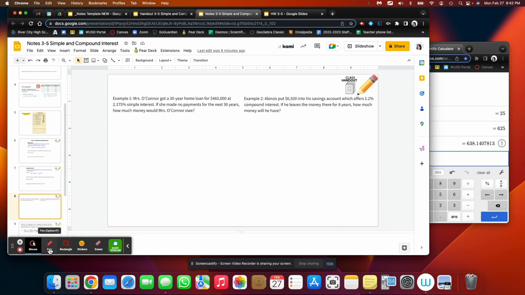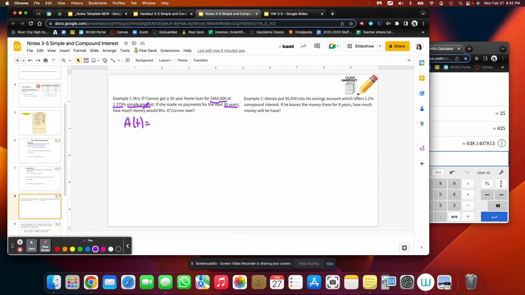So let's take a look at another couple of examples. Starting with the first one on the left, it says Mrs. O'Connor got a 30-year home loan for $460,000 at 2.375% simple interest. If she made no payments for the next 30 years, how much money would Mrs. O'Connor owe? So let's first write an equation for the amount of money that she's going to owe. For that, I'm just going to use the letter A again, just to be consistent.